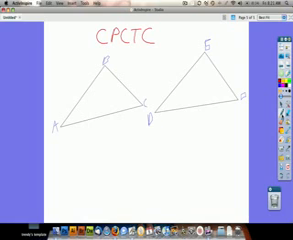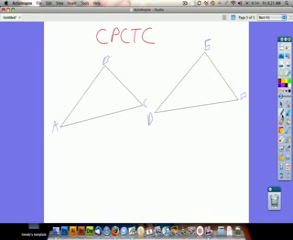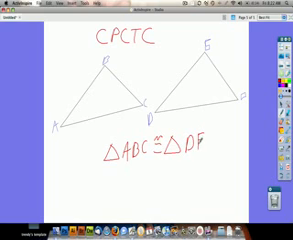So you said you have to know the parts are congruent, which is not true. You have to know that triangle ABC is congruent to triangle DEF. So in order to use CPCTC, you have to already know that the triangles are congruent. That has to be given.